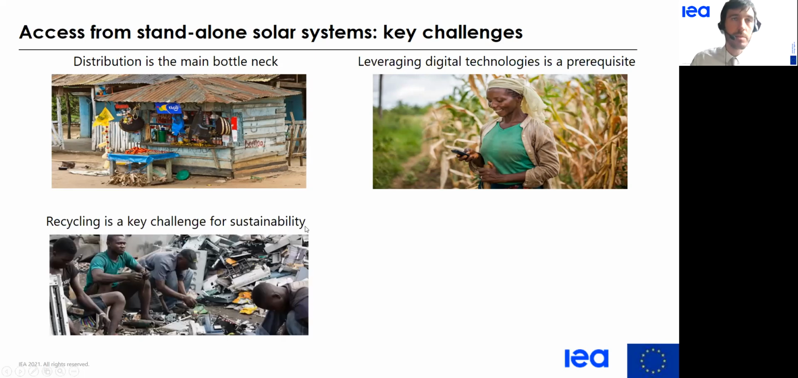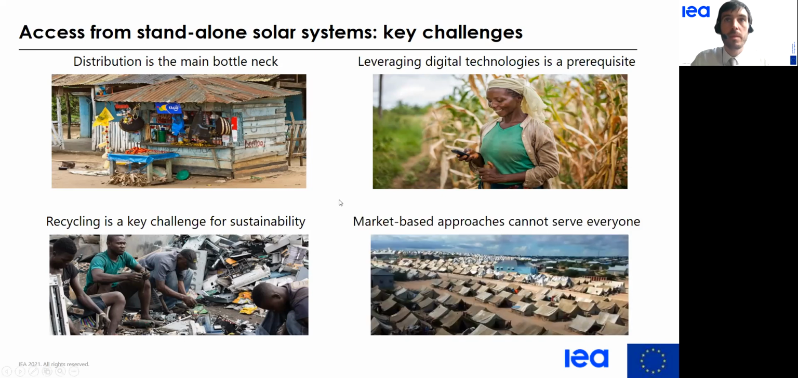One key issue is about recycling, because if you deploy many solar lanterns, for example, there are questions on sustainability of those products, depending on their lifetime and on the approach you can implement to get back those products and recycle. And last, those standalone systems and solar lanterns have been mostly deployed by private sector under a market-based approach, but market-based can be relevant, but cannot serve everyone. So if we take the case of refugee camps, or also looking at other share of the population which are not bankable, there is some need for public support or subsidies to provide electricity solutions to those populations.